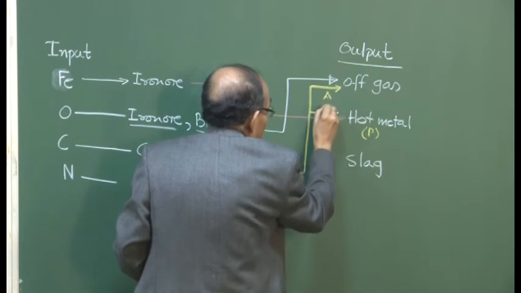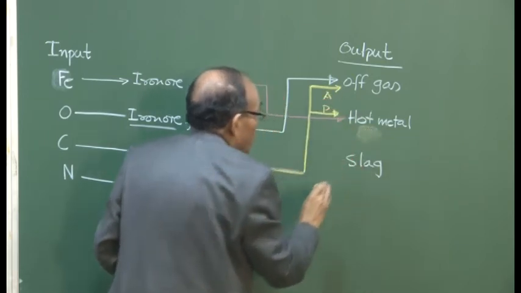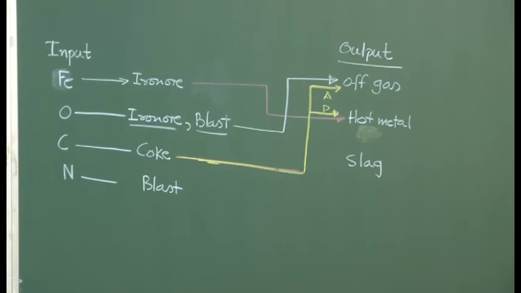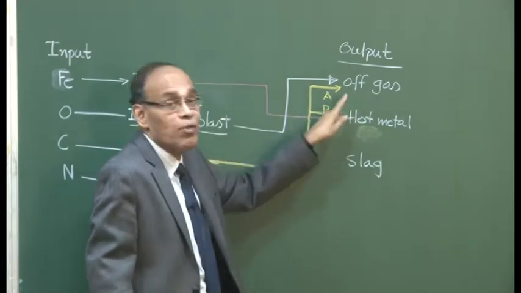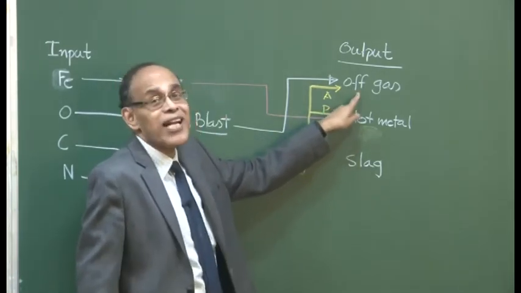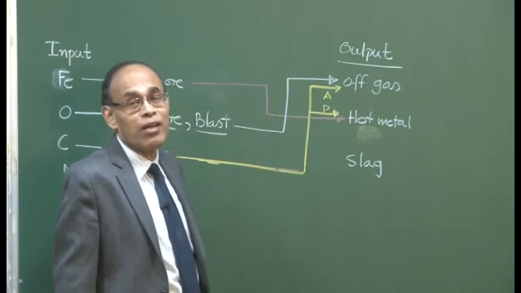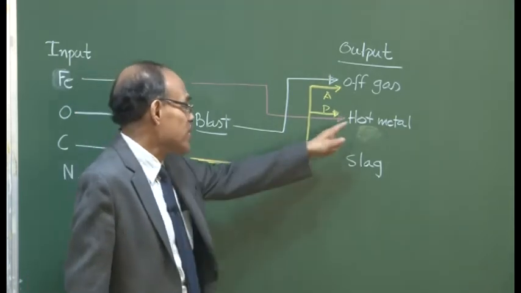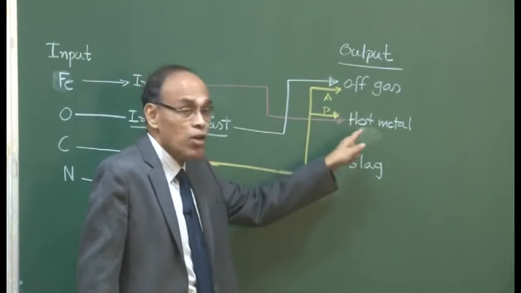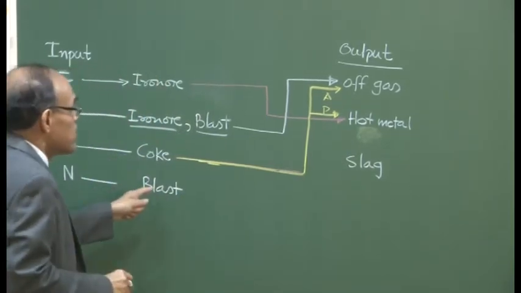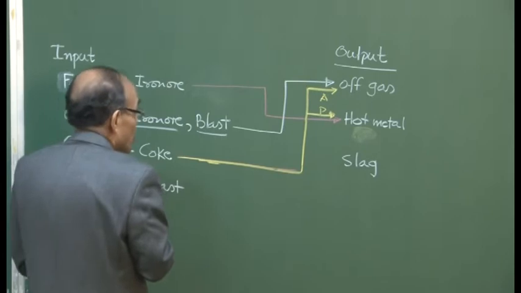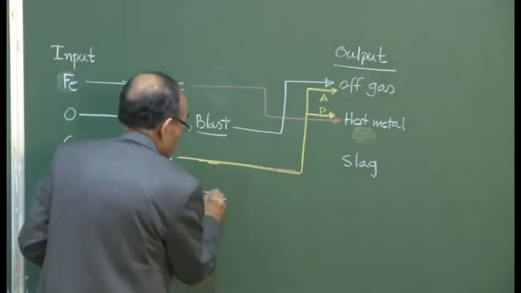So, this is active and this is the passive, that part of carbon which is dissolved in the hot metal. So, the total carbon is equal to the active carbon plus the inactive carbon. Active carbon is that carbon which is sitting in the gas phase in the form of carbon monoxide and carbon dioxide, and passive carbon is that which is dissolved in the molten metal itself. Nitrogen in the blast, and that nitrogen is going to be manifesting in the off gas.